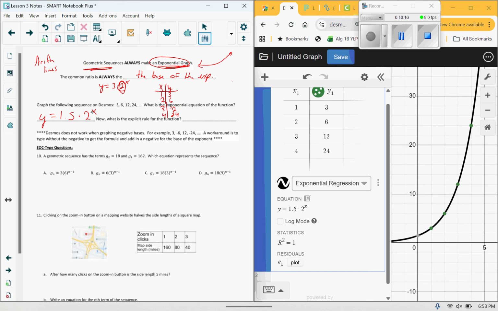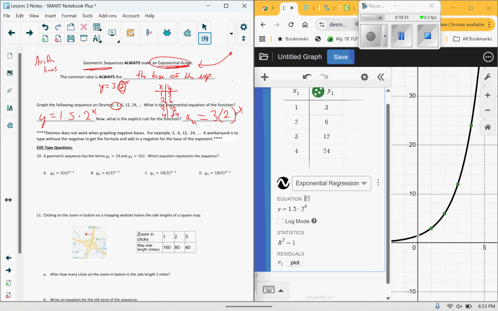I can easily come back here and do the explicit formula because I know the first term. The first term is 3, and my pattern is 2. And so that's what the explicit formula would look like.